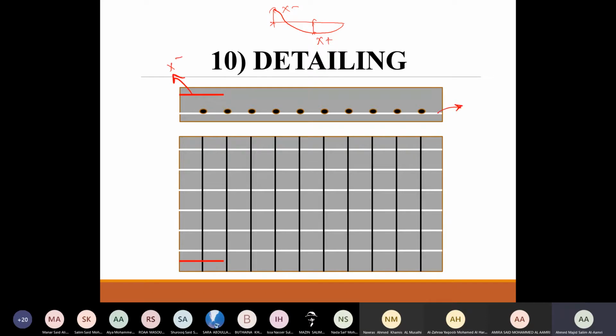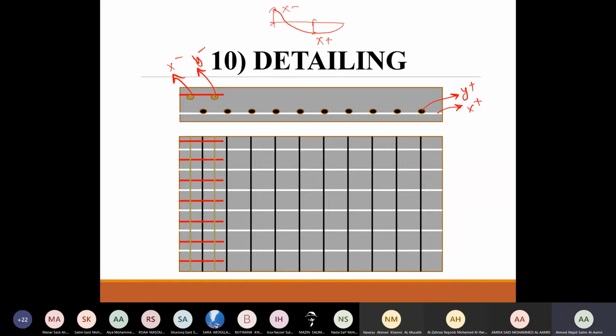And once again, we said this is going to be representing your X positive. This is your Y positive. And then we have the other bars of X negative in red color. After that, we have in gray or green here. This is representing your Y negative.